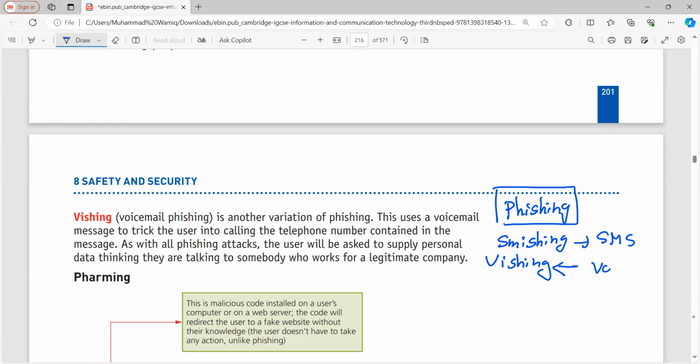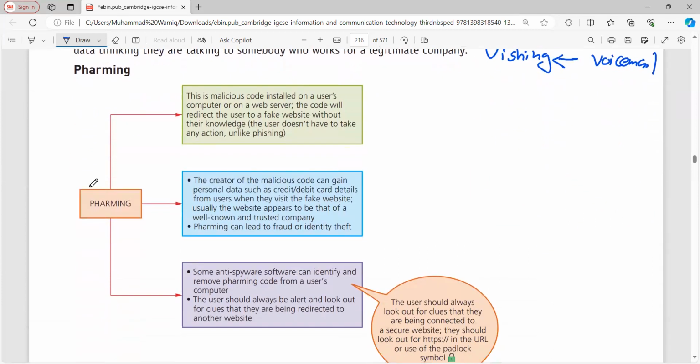Vishing means voicemail phishing, where I send a voicemail to someone and trick them into entering their information.